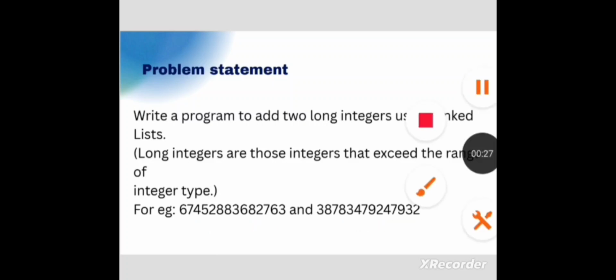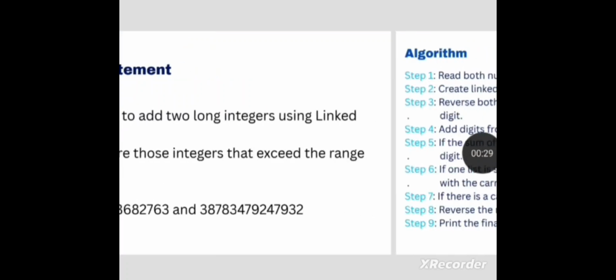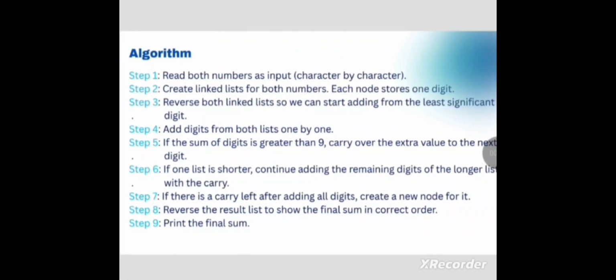Now let us move on to the algorithm. This algorithm is to add two large numbers represented as strings, that is digit by digit, using the linked list to handle each digit individually. This is useful when the numbers are too large for the standard data types. Here is the step-by-step explanation.